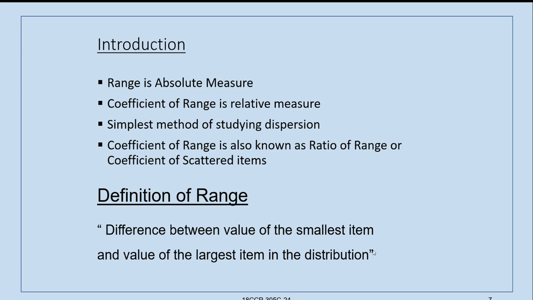This method of study is very simple. It is very easy to understand and very simple to apply also. The formula is very simple to understand, simple to calculate. Coefficient of range is also known as ratio of range or coefficient of scattered items. So in the last lesson, I have explained to you what is scattered. Scattered means spread over.